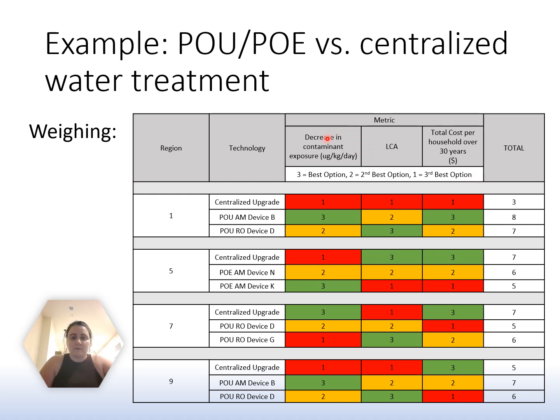So then what we did is we went to each of these different metrics, each of these different criteria, and we said, okay, for the centralized upgrade, that's actually the worst option in terms of exposure.